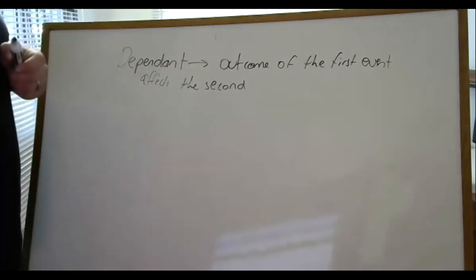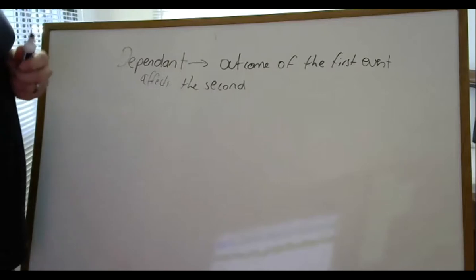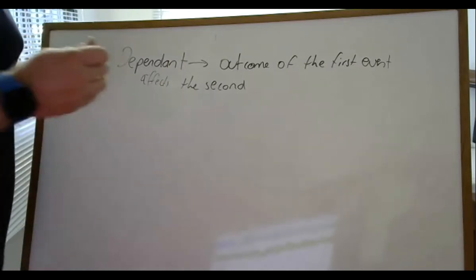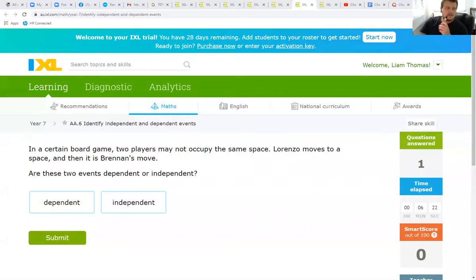So if I have, actually I'm going to use the whiteboard, or the screen again, because it's good to be able to see a question. Okay, let's do this. In a certain board game, 2 players may not occupy the same space. Lorenzo moves to a space, and then it is Brennan's move. Are the 2 events dependent or independent?